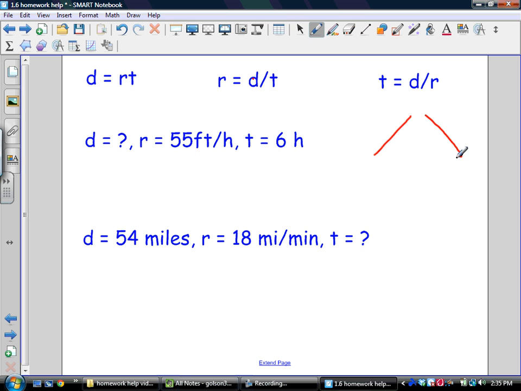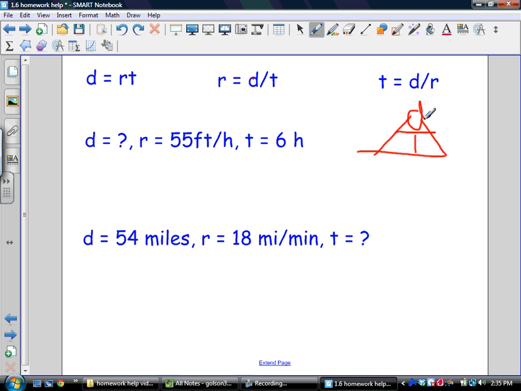It's a triangle, and I cut up the triangle like this. That's not what I wanted to do. Let's get rid of that. Okay. I'm going to have a triangle. And in the top of the triangle, I'm going to put my D for distance.